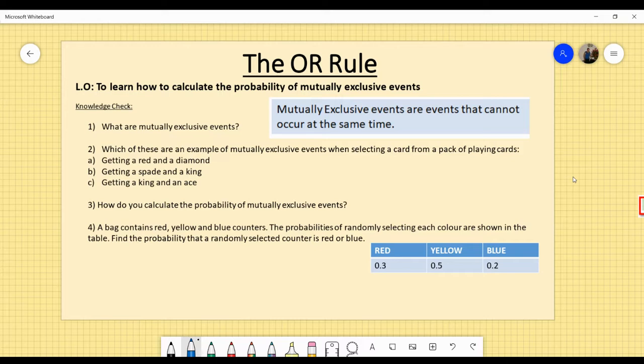Anything that is a red diamond can happen at the same time, and therefore this is not mutually exclusive. So they can happen. So not mutually exclusive for part A. If we then have a look at part B, can we get a spade and a king at the same time? Yes, you can, because you can get the king of spades. So again, this is also not mutually exclusive.